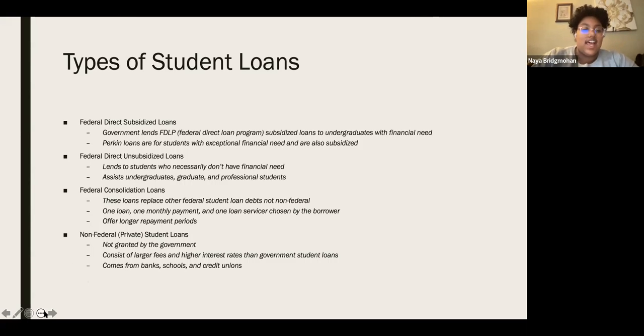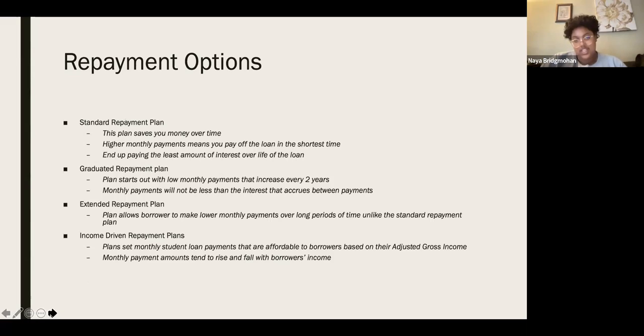Okay, so the next slide is going to be based on repayment options. There are 4 different plans that you can apply for. The first one is standard repayment plan. This plan saves you money over time, but it'll result in higher monthly payments, meaning you'll pay off the loan in the shortest time, but you'll end up paying the least amount of interest over the life of the loan. The next plan is graduated repayment plan. This plan starts out with low monthly payments that increase every 2 years. The monthly payments will not be less than the interest that accrues between payments.